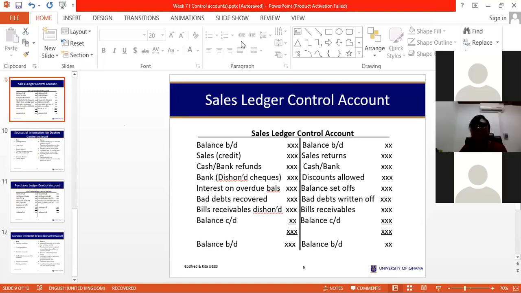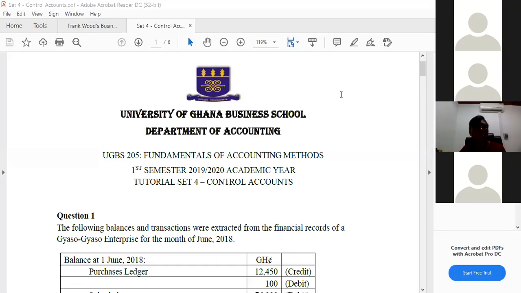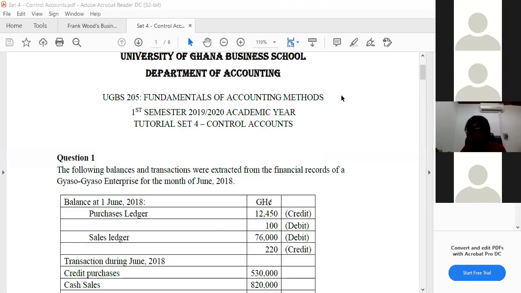So, any other question on that? We are going to go through an example. I hope you have the questions. Ben? Yes, Nancy. Madam? Yes. Please, I wanted to ask, with the refunds, there are certain questions which will come with cash customers refunds and credit customers refunds, and how are you going to treat that?